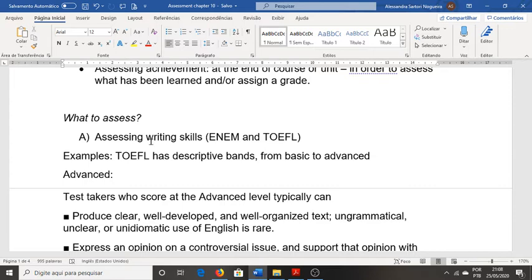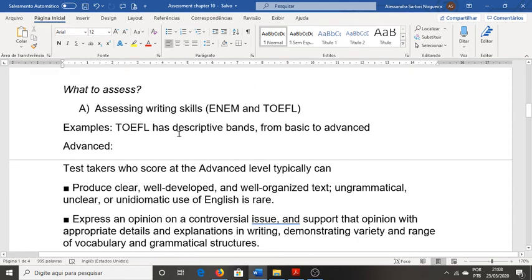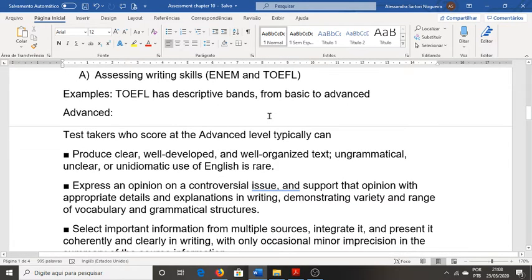But of course you could assess listening skills too, reading skills in different ways. But here I brought some examples of what to assess, how to assess writing and speaking. For writing, I bring two examples, ENEM and TOEFL. They're not in the book, they're my examples, because they're very similar to what Graves discusses. TOEFL, for example, has descriptive bands.